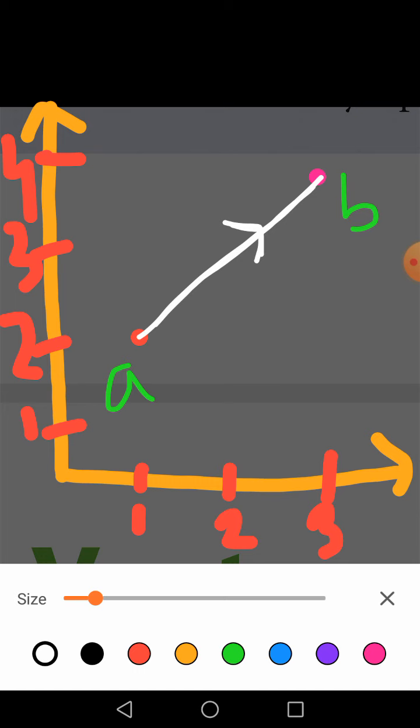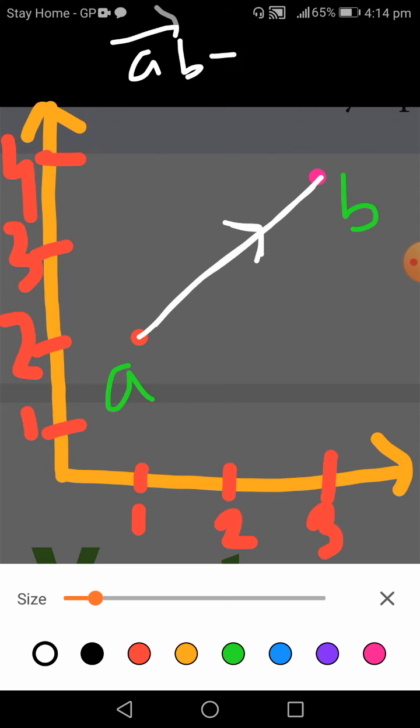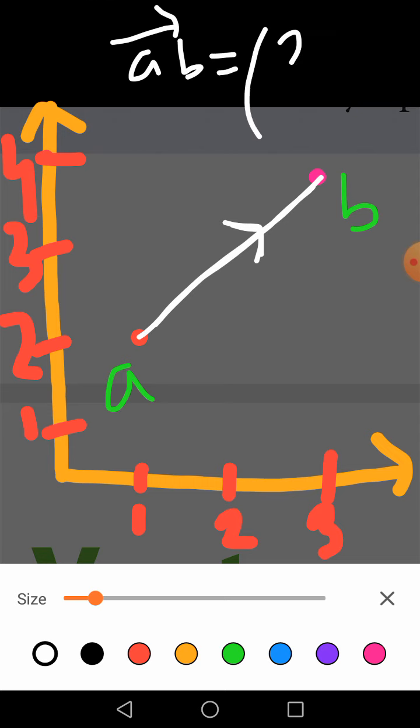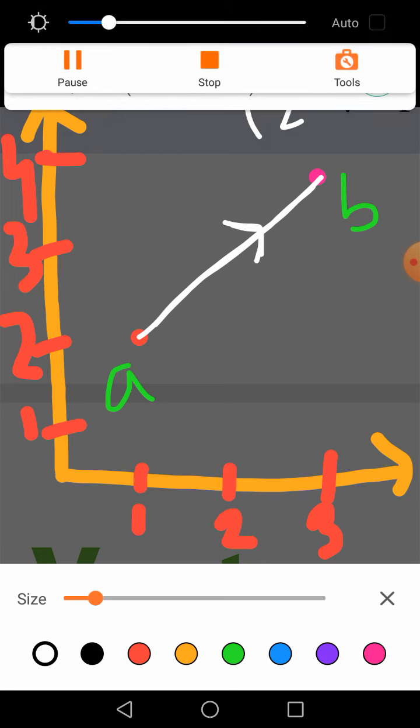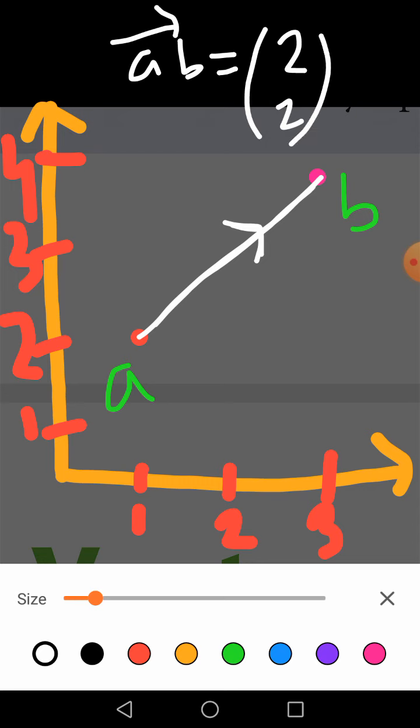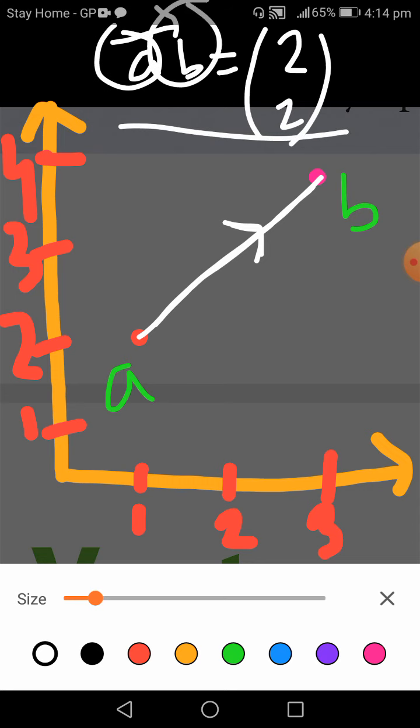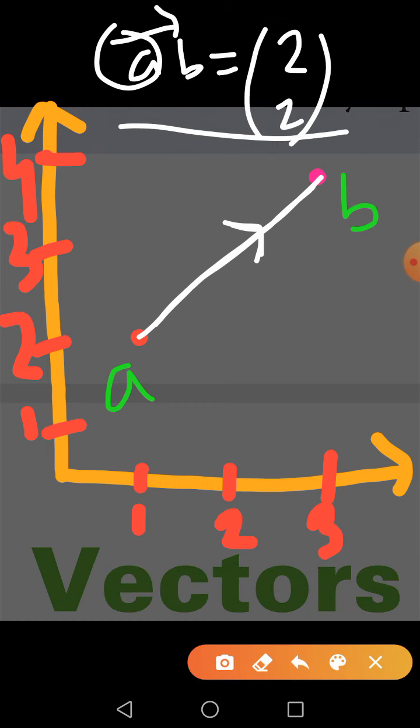Let's say, for example, what do you mean by the modulus? From A to B we have to take 2 steps in the x direction and 2 steps in the y direction. So we would say that vector AB, that means from A to B, we have 2, 2, that means 2 units in the x direction and 2 units in the y direction.